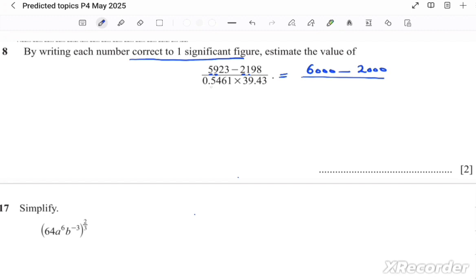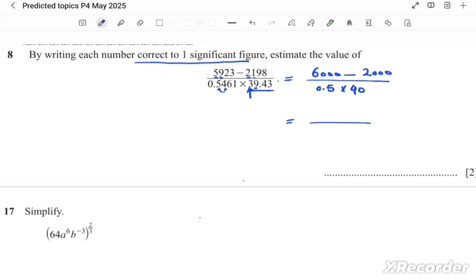The denominator here, you have the first significant figure is 5. When you look at 4, round down, so it will be 0.5. While this number is 39, the first significant figure is 3, the next one is 9, so it will be 40. Now what you have is 6,000 minus 2,000, which is 4,000, divided by 0.5 times 40, which is 20. So the answer is 200.